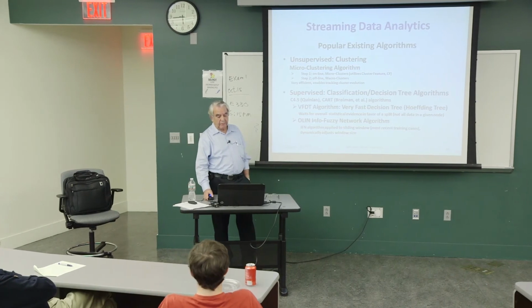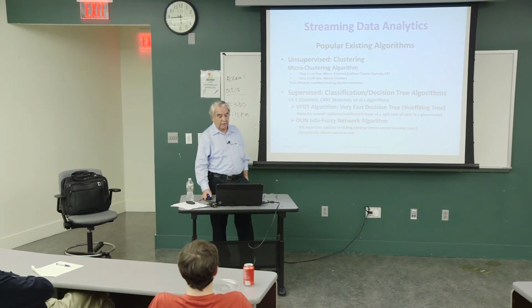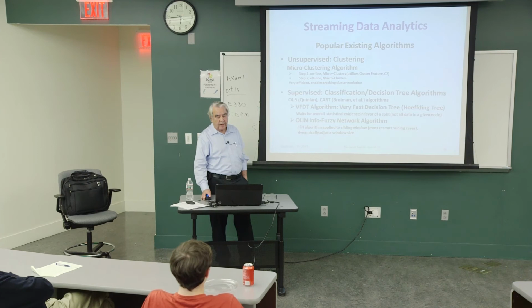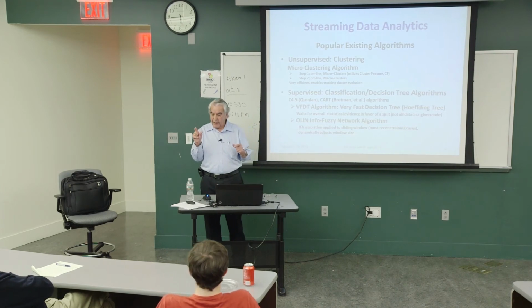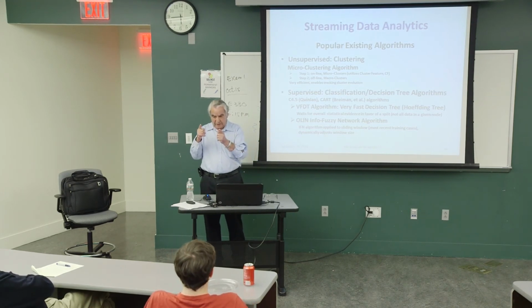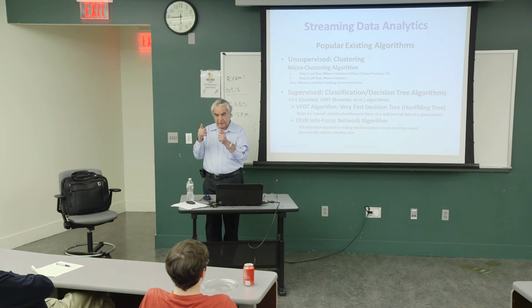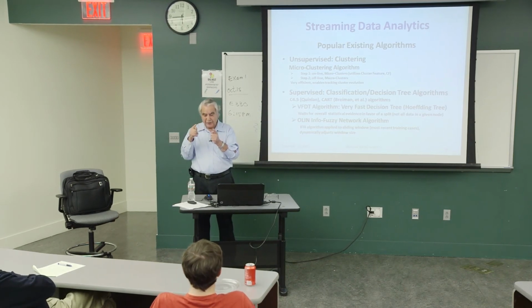And the other one, they call it the online info fuzzy network, the IFN algorithm applied to a sliding window. In this case, they use a sliding window. And now the question is, what should be the size of a sliding window? Optimal size depends on the sufficient statistics.